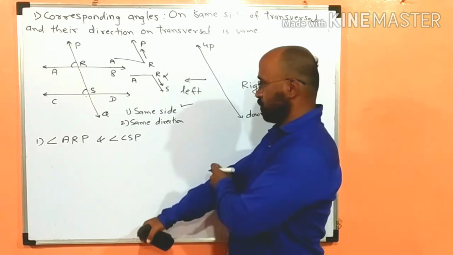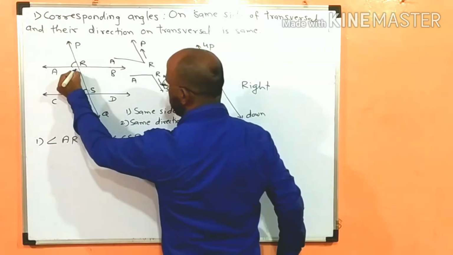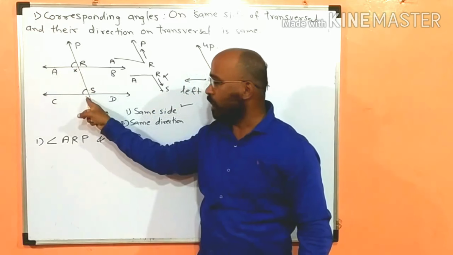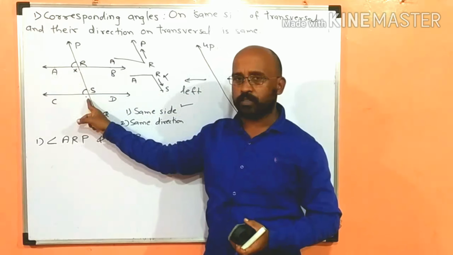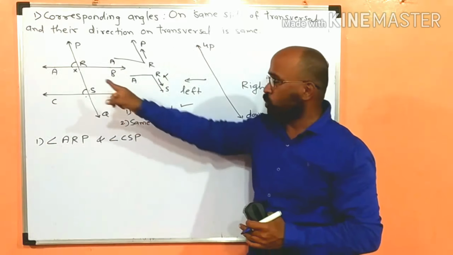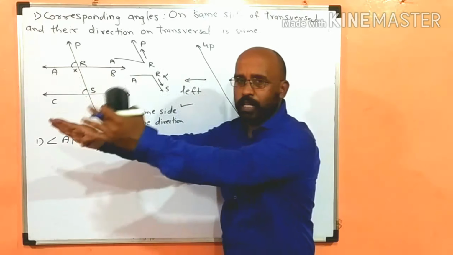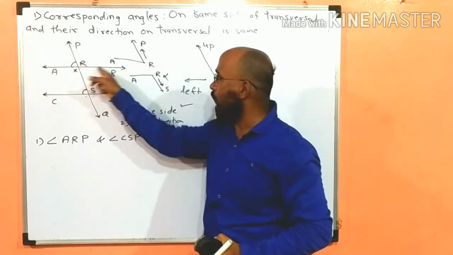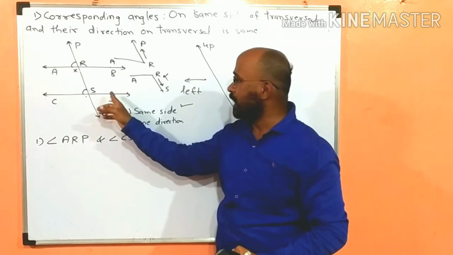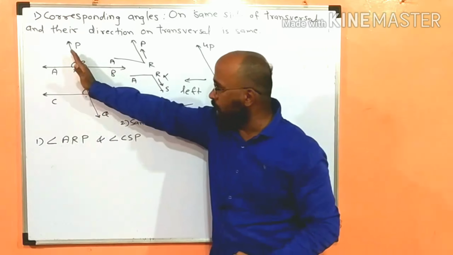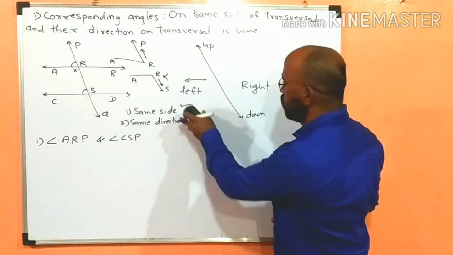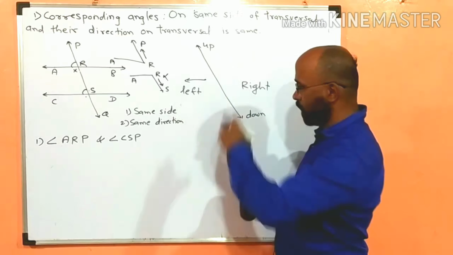Clear? Now next, let us talk about this angle. What is the name of this angle? This is angle ARS. On which side of the transversal is it? It is on the left side of the transversal. So its corresponding angle also will be on the left side. So this PRB is useless. BRS is also useless. DSQ is also useless, means all the angles on this side are useless, because we have to find the angles which are on the same side and same direction.